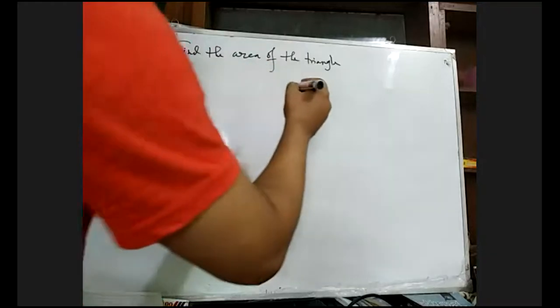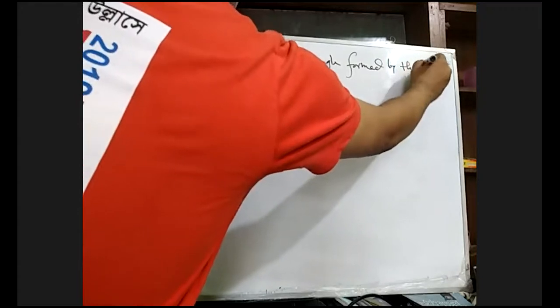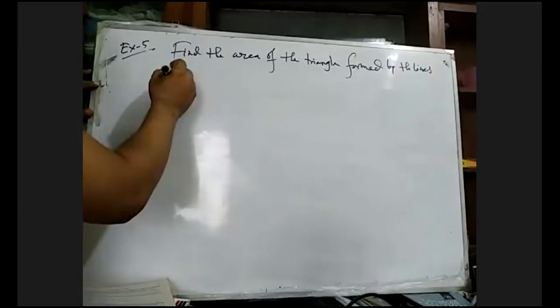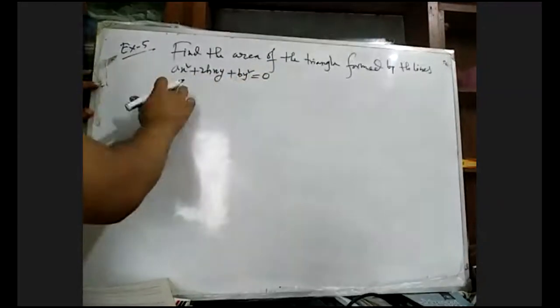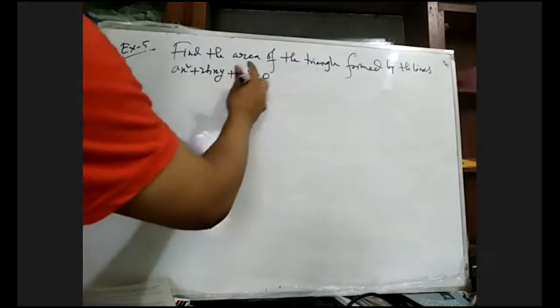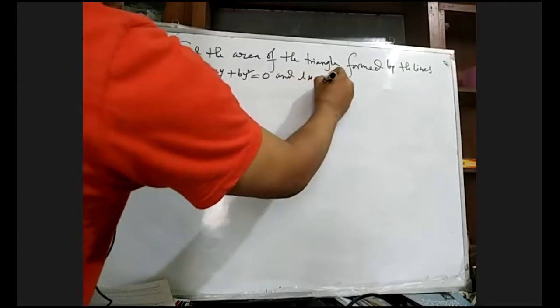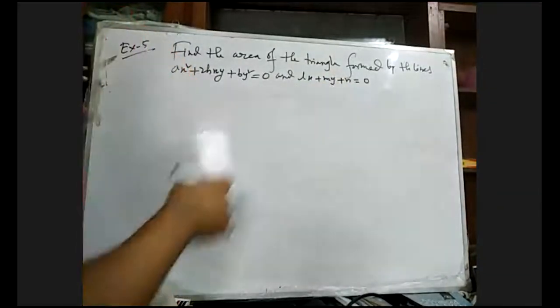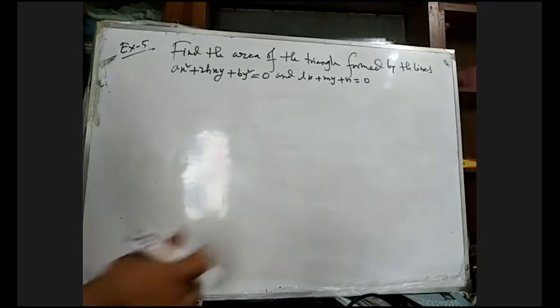Area of the triangle formed by the lines ax square plus 2hxy plus by square equals 0, a homogeneous quadratic equation. It represents two straight lines which pass through the origin, remember it. And another line lx plus my plus n equals 0. So these two lines and this one line will make a triangle, and we have to find that area.